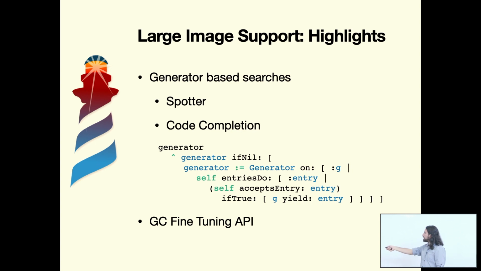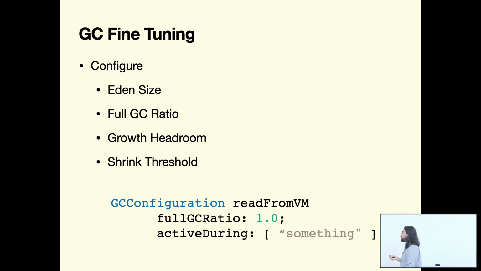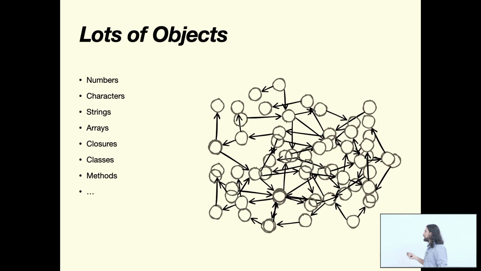And another of the highlights is a GC fine-tuning API that helps to configure stuff like the size of the Eden or the GC ratio. So how often is the full GC going to run? How do you want the old space to grow or to shrink and stuff like that? So this is all MIT and open source, so you can get it and try it, read the documentation, give us some feedback. But still, we have a lot of objects. So the situation got improved, but still we need some stuff to do there.